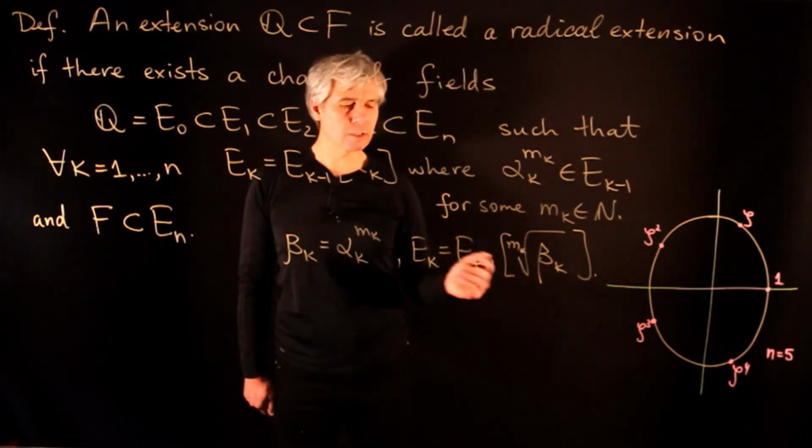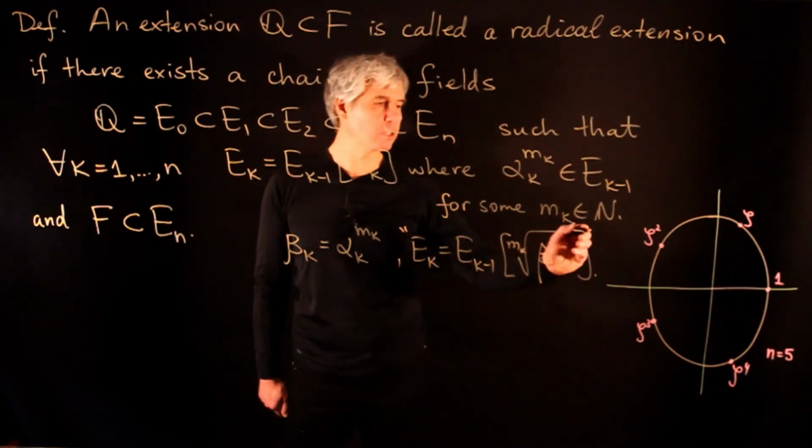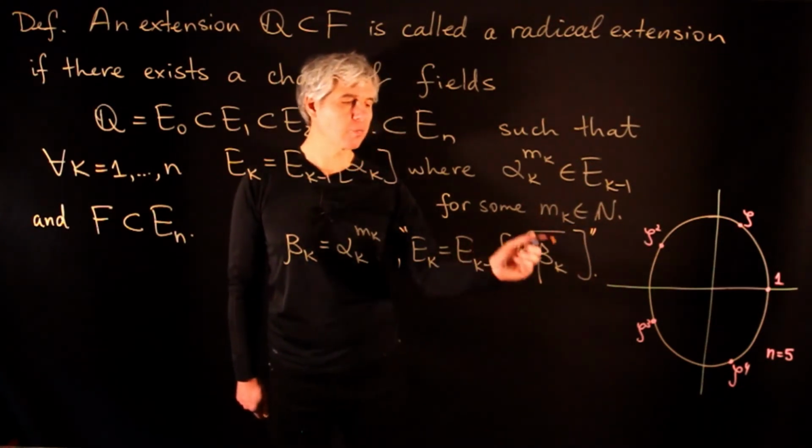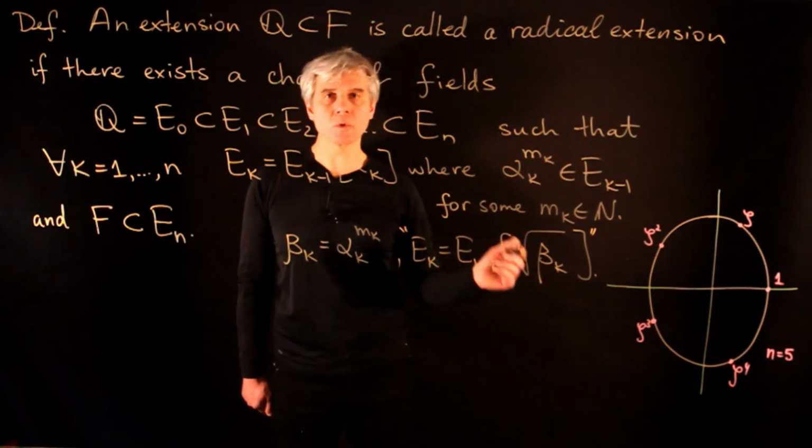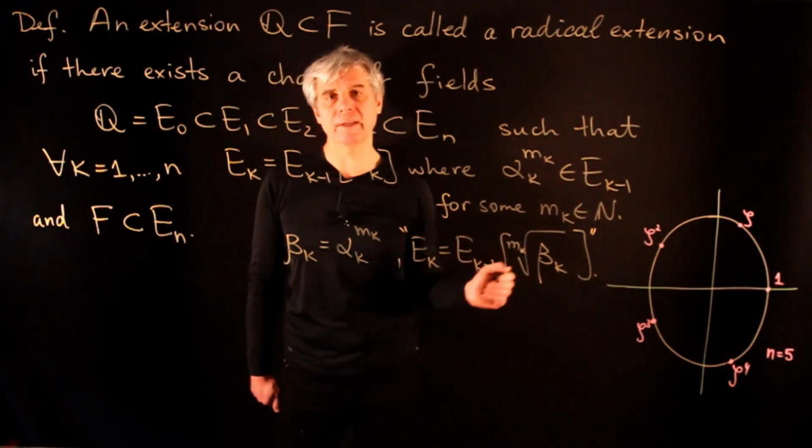This second equality should be viewed as just something informal because of the ambiguity due to the fact that the operation of extracting roots is in general multivalued.